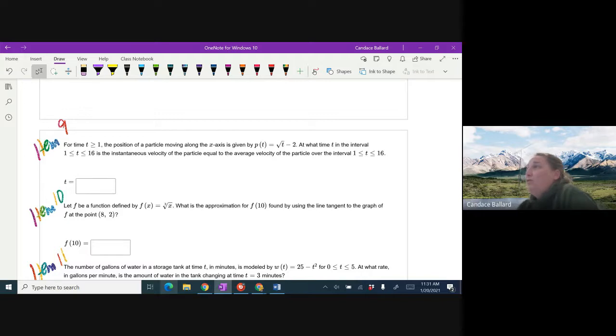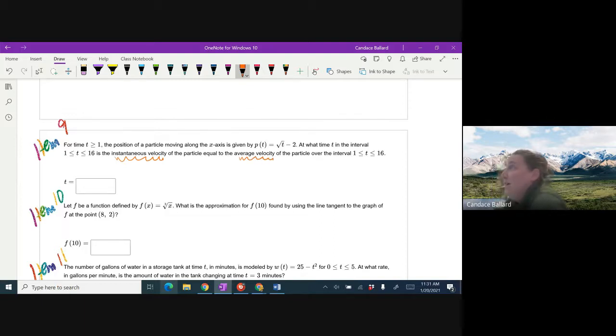So which function do I have right now? Position, velocity, or acceleration? So where am I starting? Position, velocity, or acceleration? That's good. We are starting with the position function. Make sure I got into my item 9. All right. So if I'm starting with position, it says on what time interval is the instantaneous velocity equal to the average velocity of the particle?